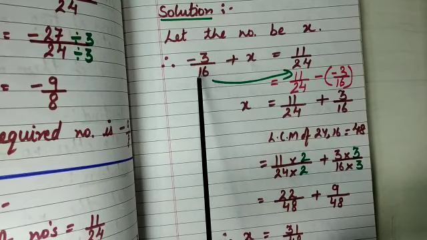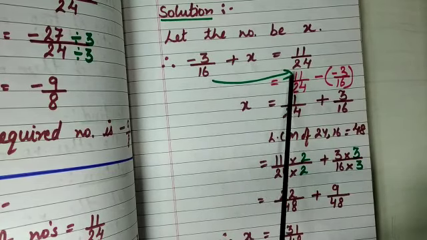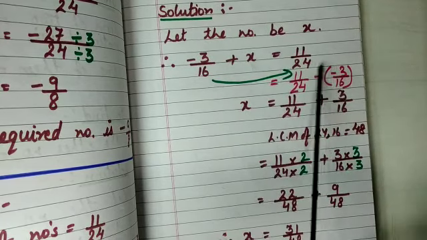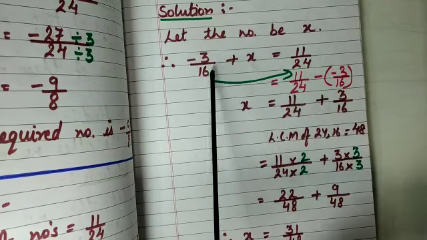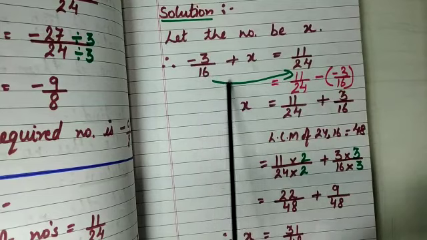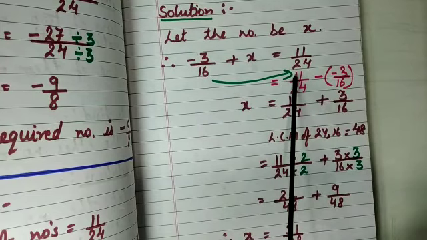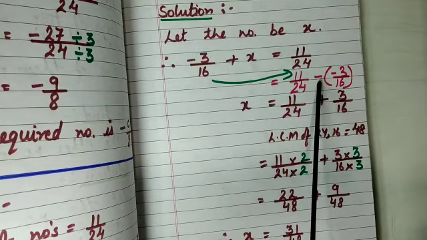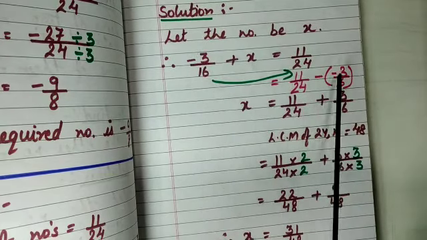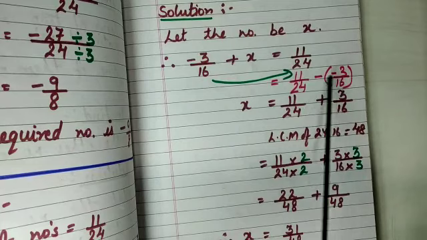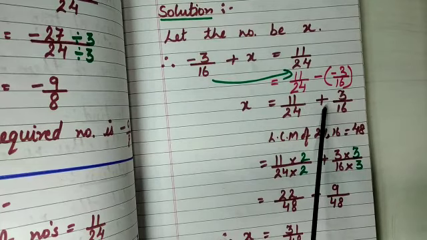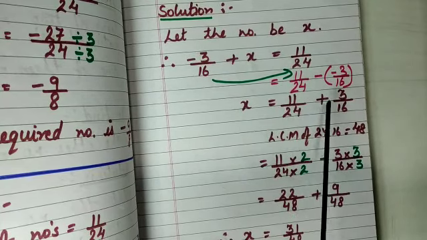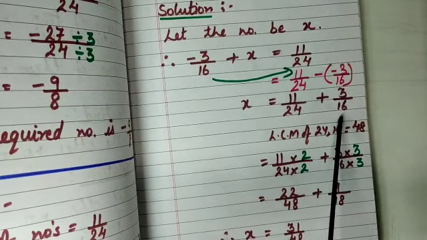Again, the laws of transposition, addition will go to the other side and become subtraction. Here I have written this in different colors so that you understand this, that the operation changes, not the sign. Here it is in addition, so it will go that side and become subtraction with the minus 3 upon 16 sign as it is. And when we open the bracket, minus minus will become plus. So it is 11 upon 24 plus 3 upon 16.